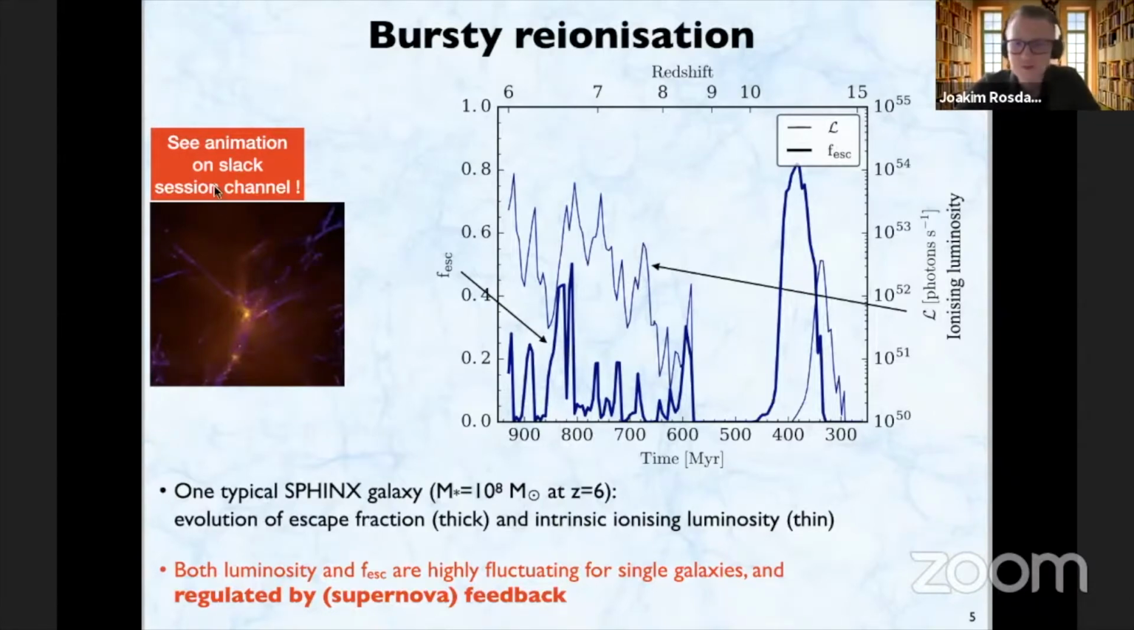I was tempted to show movies, but it's a bit dangerous on Zoom. So you can go to the Slack channel for this talk to see a couple of movies, to see how the radiation is being flashed into the intergalactic medium in those simulations.